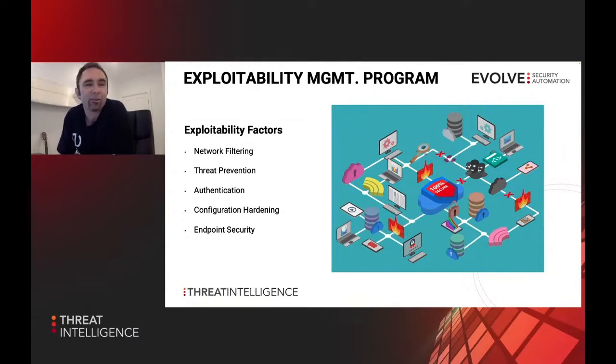Some of these factors include things like network filtering. If you have network segmentation within your organization, then if I cannot connect to an exploitable vulnerability as an attacker, I can't break into that system, and therefore it's not exploitable. There's a huge difference between having an exploitable vulnerability and actually being exploitable. So network filtering prevents the exploit from working because I can't connect to it.